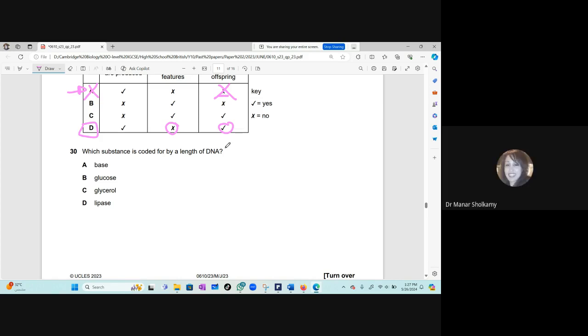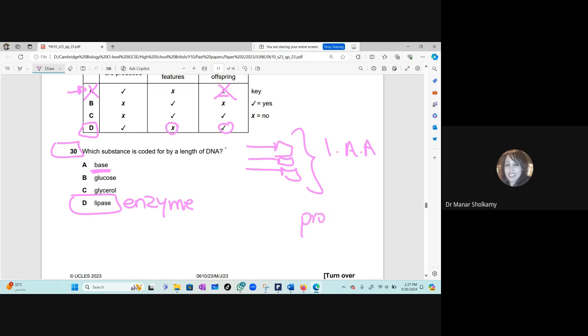Of course, not A. The DNA codes for proteins. And which one of those is a protein? The enzyme, the lipase. It has bases, yes, but these bases code for proteins. Do you understand why you understand 30 now? No, not yet. Okay, the DNA is made up of nucleotides. These nucleotides have bases, yes? And we said every 3 bases code for 1 amino acid. Don't you know that? And a length of DNA codes for a protein.